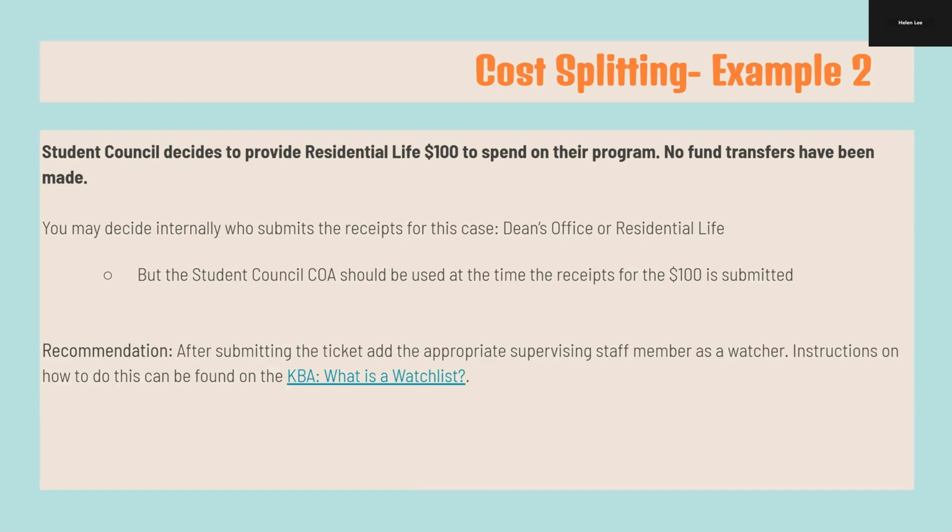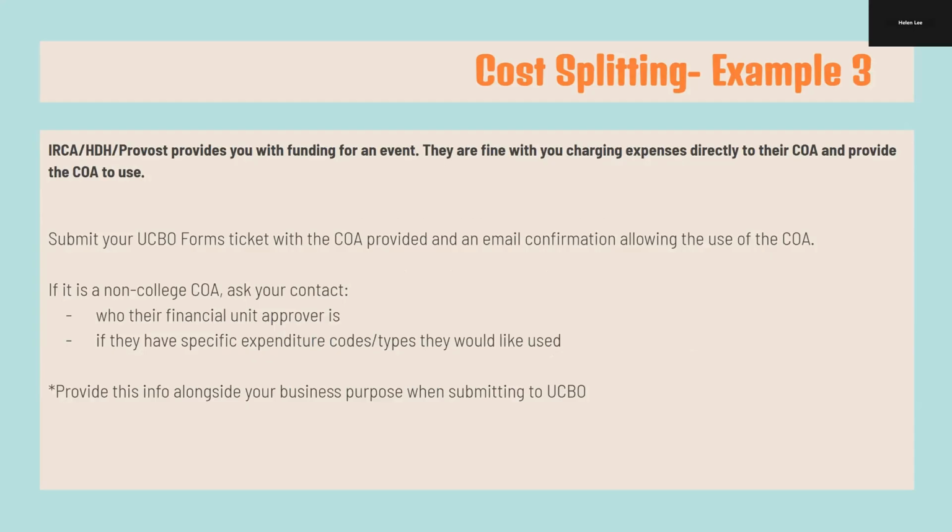Example 2. Student council decides to provide Residence Life with $100 to spend on their program. No fund transfers have been made. So in this case, the COA allocation will happen when the receipt is reconciled. You may decide internally who submits the receipt for this case, either the dean's office or Residence Life, but the student council COA should be used when the receipts for the $100 is submitted.